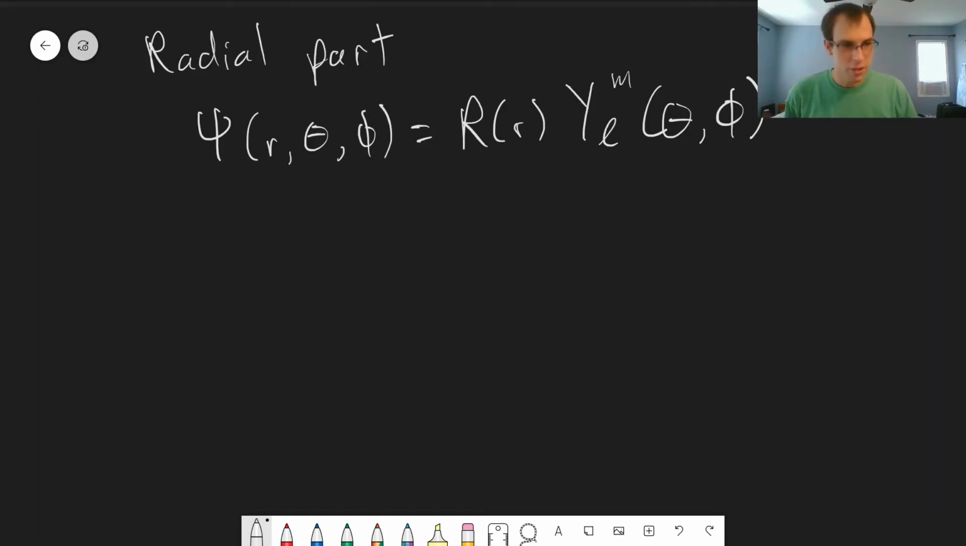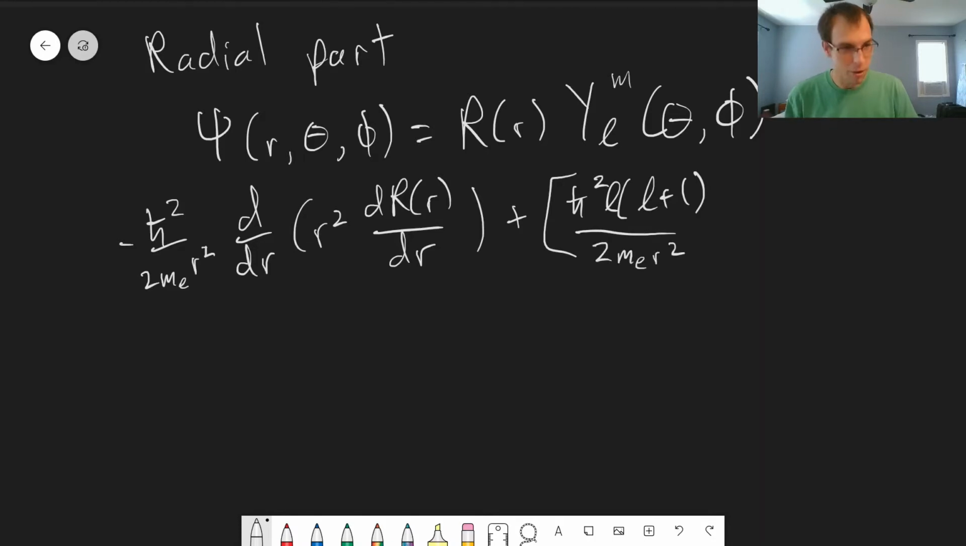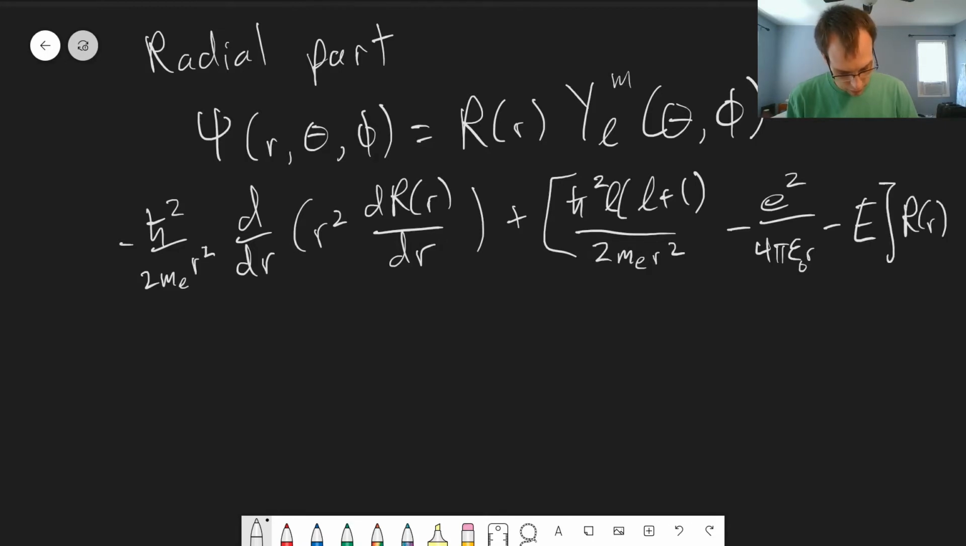Okay, and so if we look at just the radial dependence, just the R dependence, if you go back a couple of videos, we had something that looked like this. Negative h bar squared over 2me r squared, d/dr of r squared dr, first derivative of the radial part, plus a bunch of constants, negative h bar squared times L(L+1) over 2me r squared. This is relying on the fact that we now know the solution to the angular part. Minus e squared over 4 pi epsilon naught r minus e times R of r, all of that equal to 0. So this is a differential equation that looks a bit more complicated than ones we've seen before.